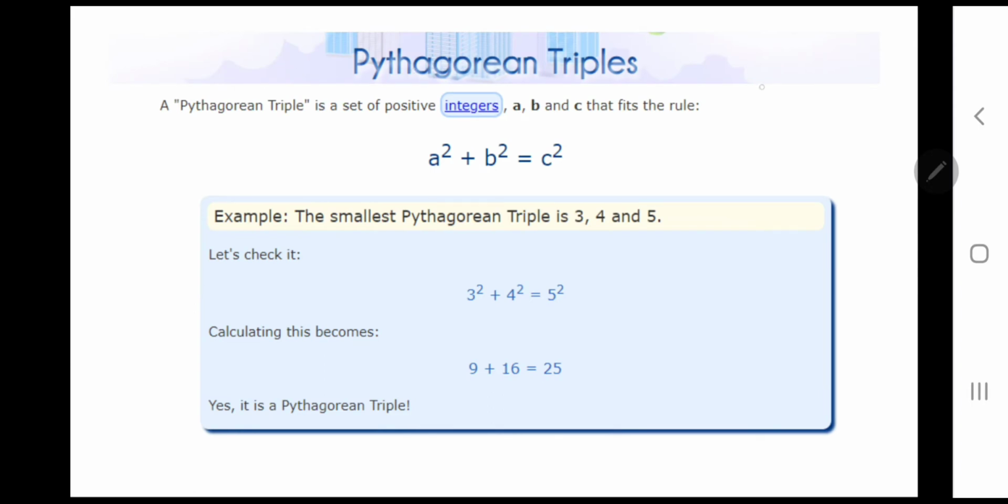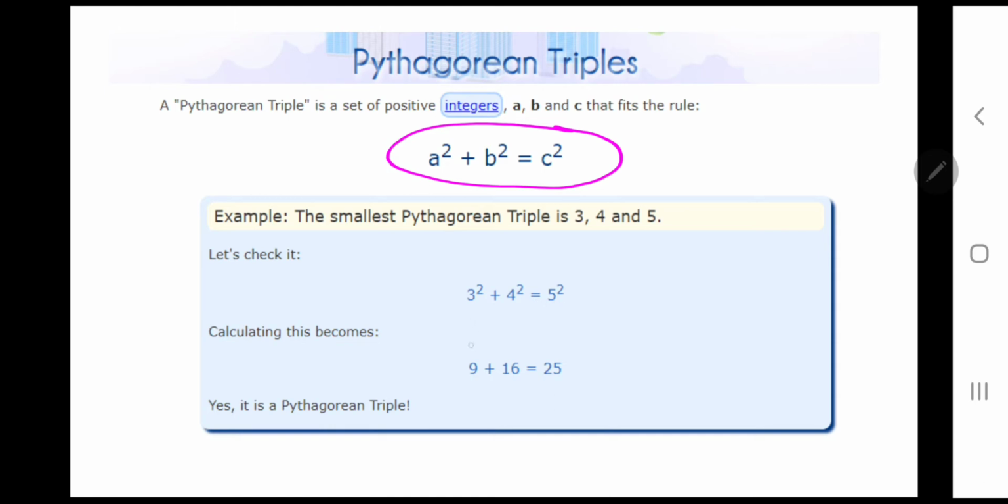It says Pythagorean triples. A Pythagorean triple is a set of positive integers a, b, and c that fits the rule a squared plus b squared equals c squared. And if you'll notice, that's your Pythagorean theorem. Alright, so the first thing that they did is they checked one out. It says 3 squared plus 4 squared equals 5 squared.